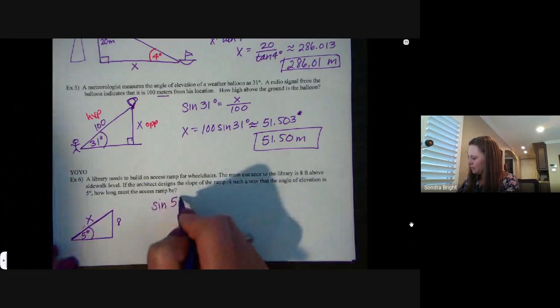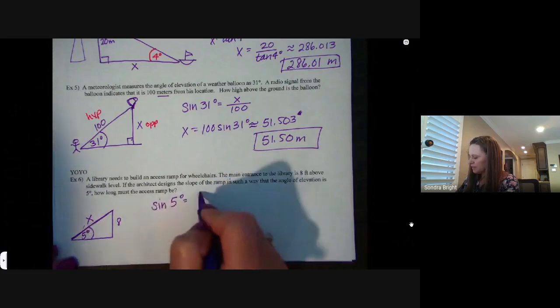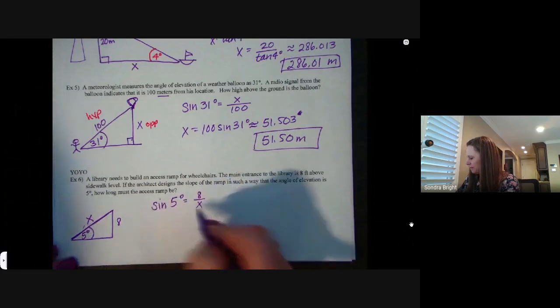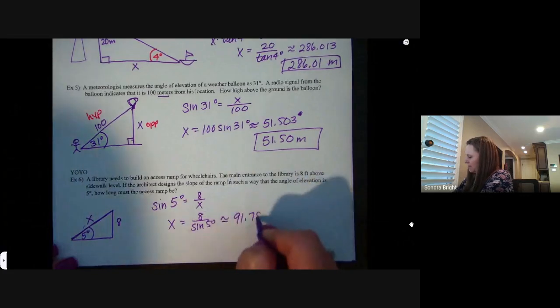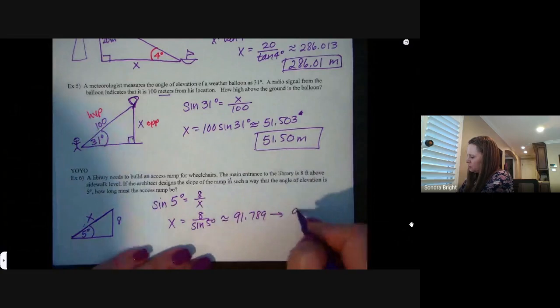And so you should have done sine of 5 degrees is 8 over x, which would have given you x by multiplying by x and dividing by sine of 5 degrees. And you should have gotten 91.789, which will give you 91.79 feet.